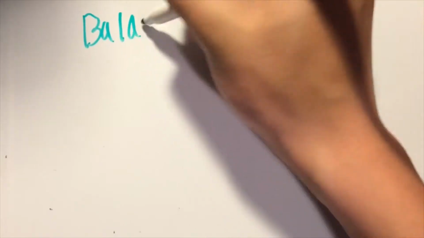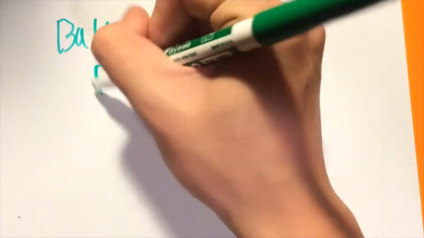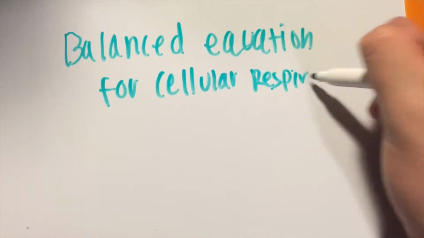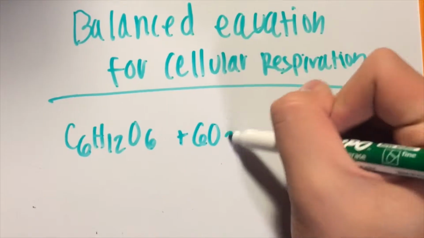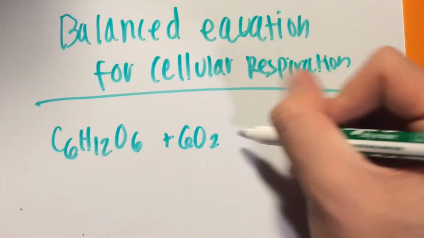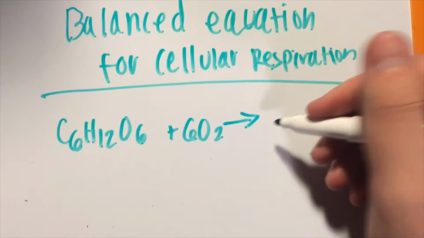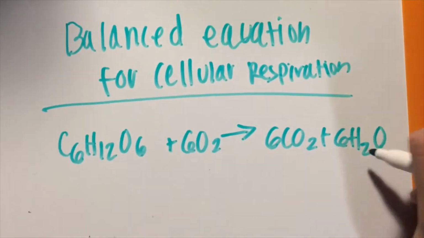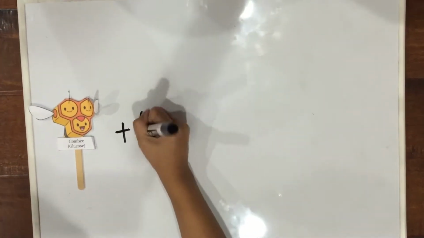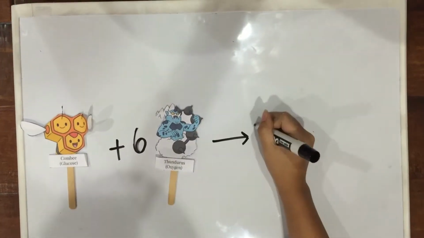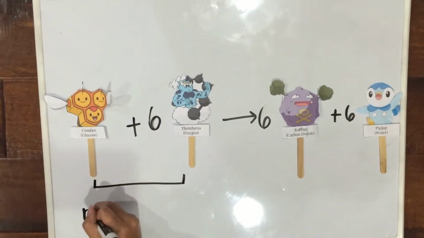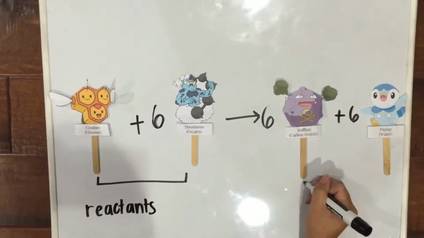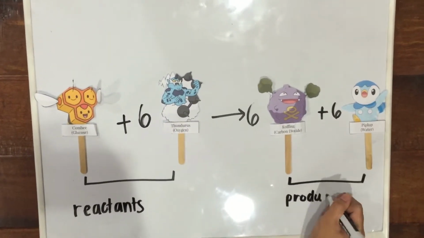Cellular respiration takes place in the mitochondria and cytoplasm. The balanced equation for cellular respiration is quite simple. It is the inverse of the photosynthesis equation, and so the cellular respiration equation is C6H12O6 plus 6O2 yields 6CO2 plus 6H2O. In terms of Pokemon, one Combee combined with 6 Thundurus yields 6 Koffing and 6 Piplup. In this equation, Combee and Thundurus are the reactants, while Koffing and Piplup are the products.